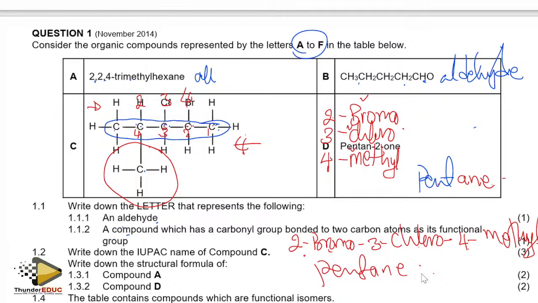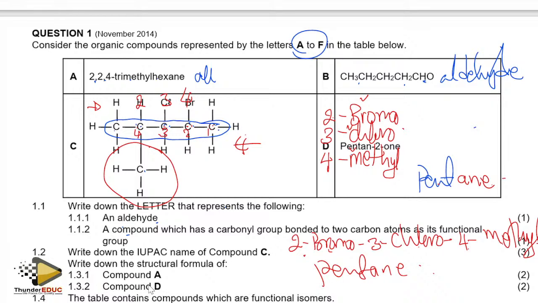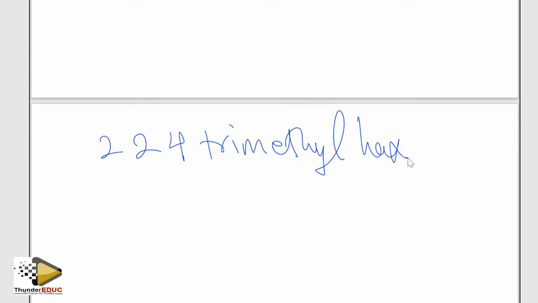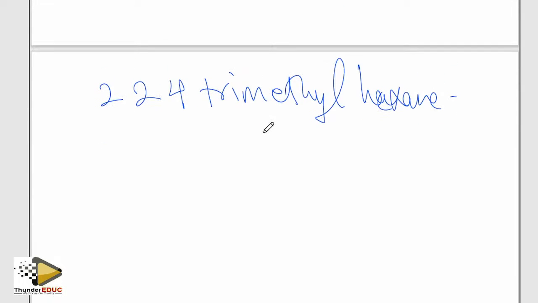The next question is saying to write down the structure formula of compound A. They're saying compound structure for 2,2,4 trimethyl hexane. Let me check. 2,2,4 trimethyl hexane. Yes. So it's like that. So now let's draw it. Let's draw together. As I'm drawing, you are also drawing. Then you will be able.